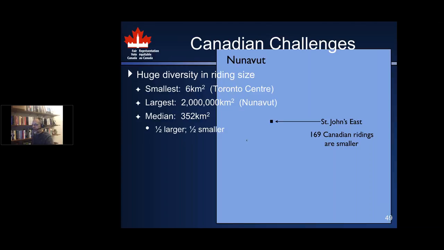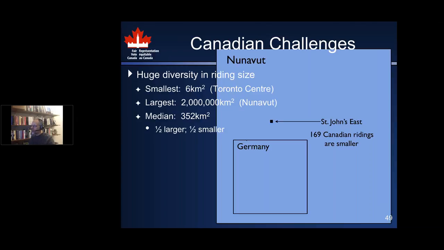And in fact, I can't show you Toronto Centre because at this resolution, your screen probably couldn't show a dot that small. It wouldn't show up. Another point of comparison here is that Germany has an area relative to Nunavut about this big. It's 350-some thousand square kilometers.